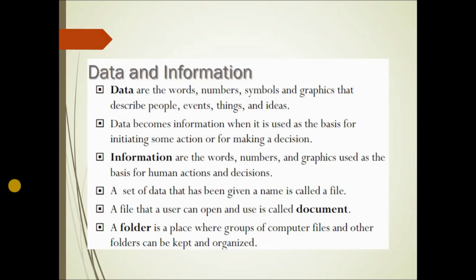After that, data and information is coming. Data means what we input from the keyboard or any input output device, which is meaningless, and the system processes that inputted data and converts it to information. That means it is meaningful. Data are the words, numbers, symbols and graphics that describe people, events, things and ideas. Data becomes information when it is used as the basis for initiating some action, for making decisions. Information are the words, numbers and graphics used as the basis for human action and decision. So you can read from here.